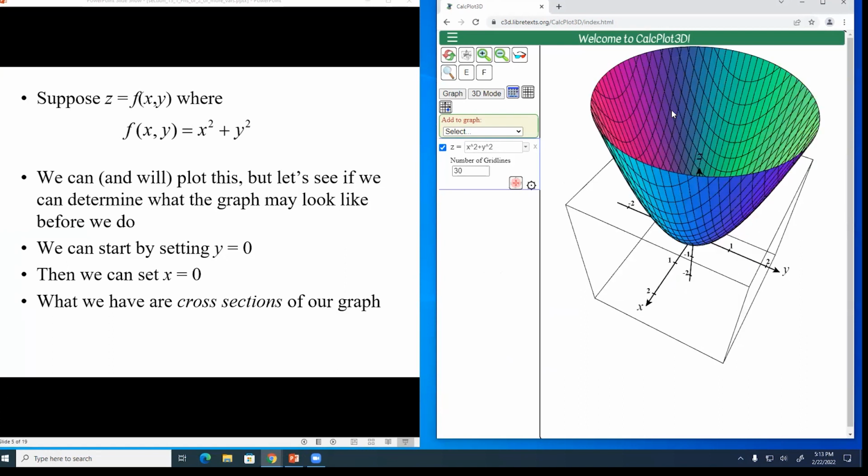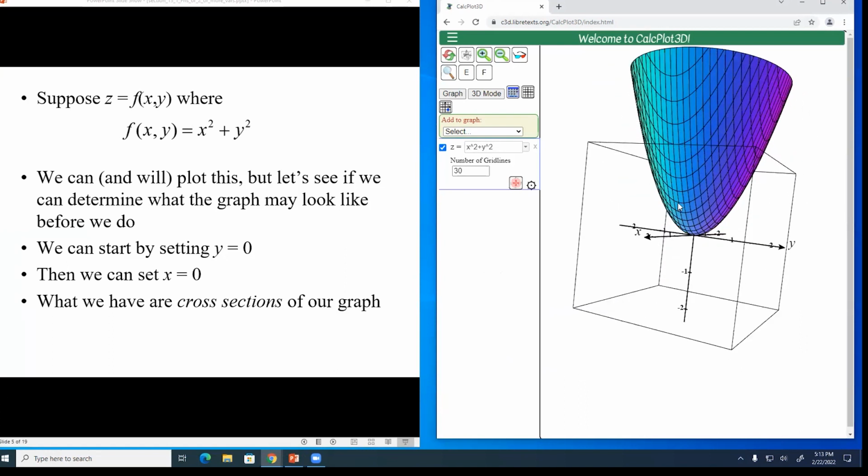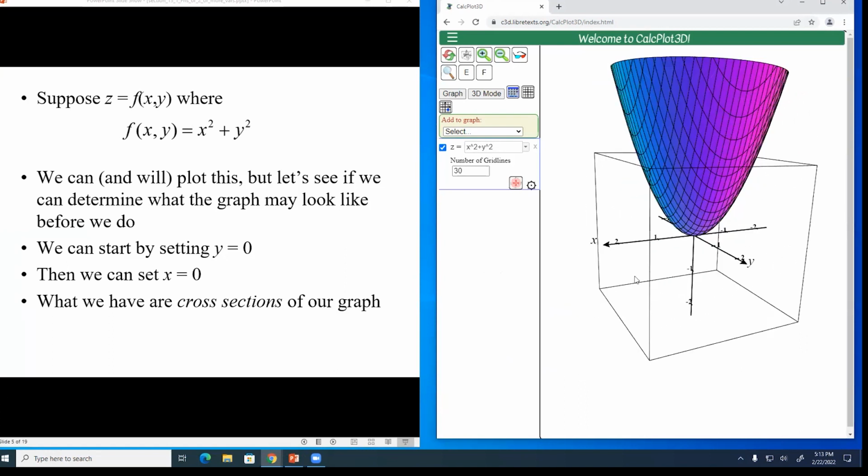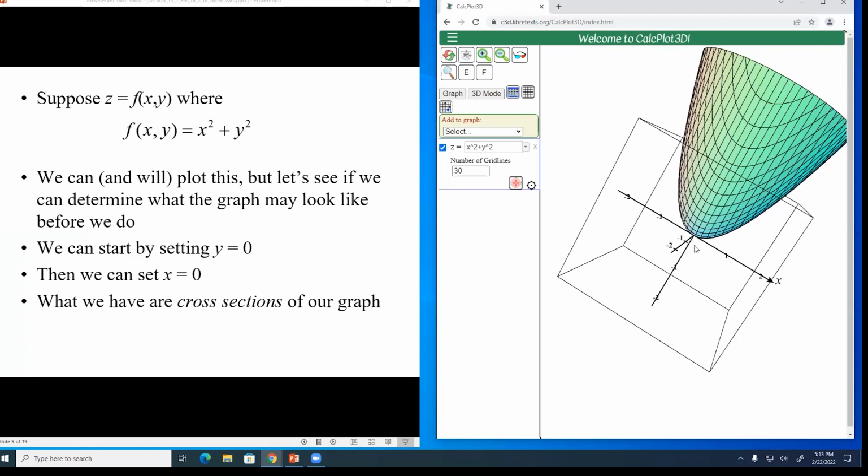So there's our paraboloid, and we can see if we look down the YZ plane, we see our parabola, and around down, there's the XZ plane, we get our parabola. That's called looking at cross sections of the graph, zeroing out one of the variables to make it a little bit easier to look at.